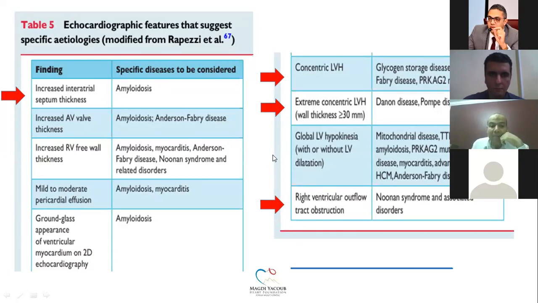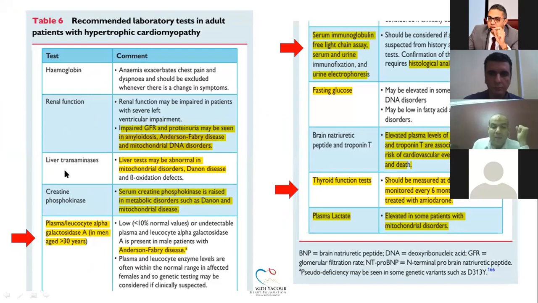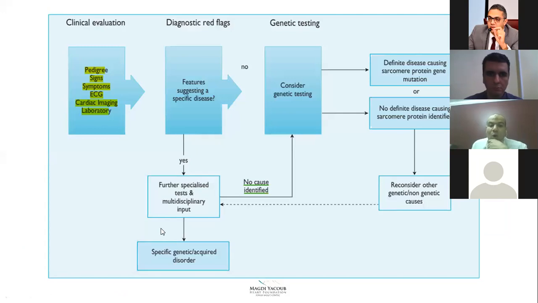In the lab, in addition to the routine labs that we usually withdraw for the patient, when there is elevation of the liver transaminases, it may suggest Danon disease and mitochondrial diseases. Also, if we suspect from the examination, the echo and the history that the patient has amyloidosis, we will go for urine and plasma electrophoresis. Other tests such as the plasma galactosidase enzyme may be done if we suspect Anderson Fabry disease from the clinical features that we just said.